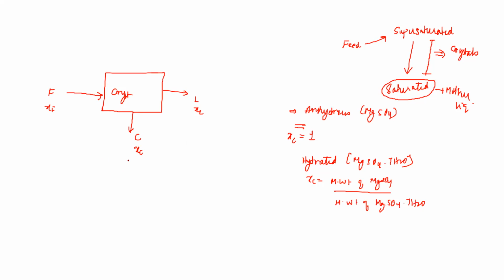Then you, of course, form the overall material balance equation. That is F is equal to L plus C. Usually it's also accompanied by evaporation, where Xc is 0, of course. So the overall material balance equation that is formed is F is equal to L plus C plus E. And the component balance equation is going to be Xf into F is equal to Xl into L plus Xc into C. So that's how you form these equations and solve the problems.